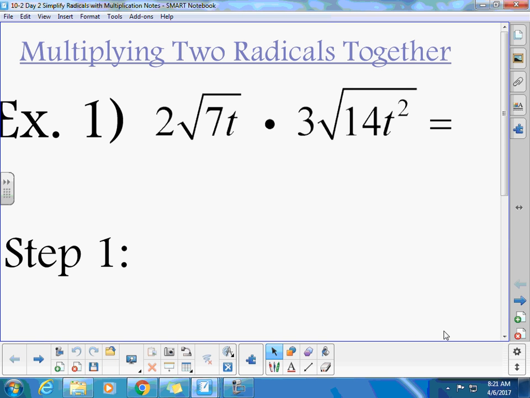Right, we're going to go to 10.2, day 2, simplifying radicals with multiplication.